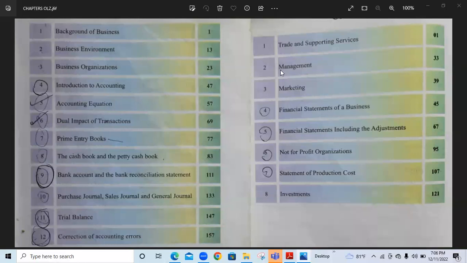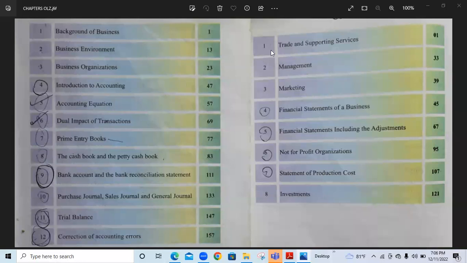So today we are going to start the first chapter of grade 11 related to accounting, financial statements of a business. Actually, this chapter is really interesting because you all have to prepare a statement of profit or loss, a statement of financial position, and try to balance them. So yes, it's interesting.